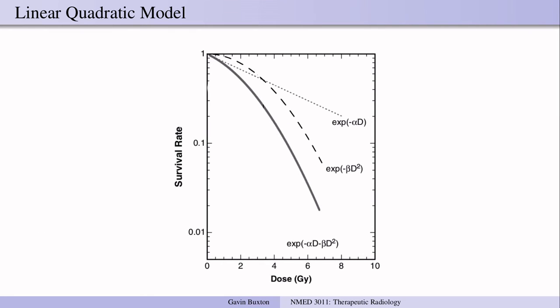Here's an example of the survival rate showing both the linear and quadratic contributions and the combined effects of the alpha and beta events.